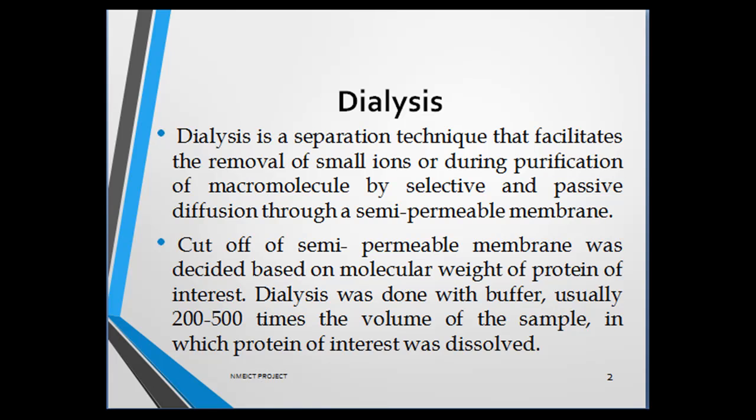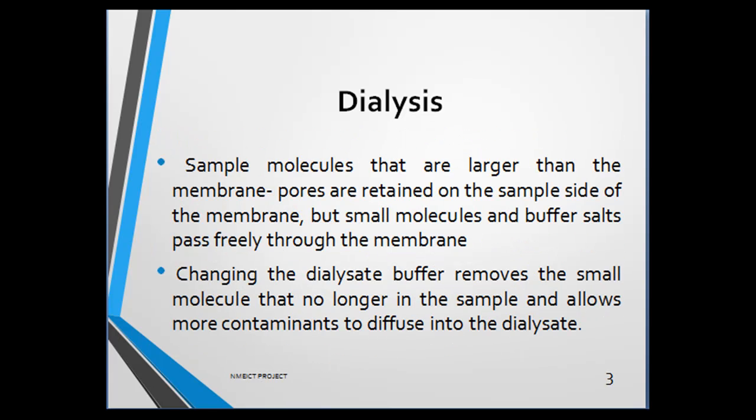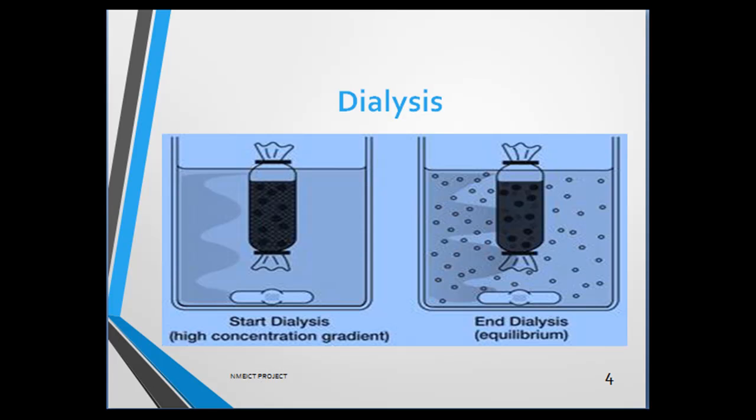Sample molecules that are larger than the membrane pores are retained on the sample side of the membrane, but small molecules and buffer salts pass freely through the membrane, thus reducing the concentration of those molecules in the sample. Changing the dialysate buffer removes the small molecules that no longer remain in the sample and allows more contaminants to diffuse into the dialysate. In this way, the concentration within the sample can be decreased to acceptable or negligible levels.